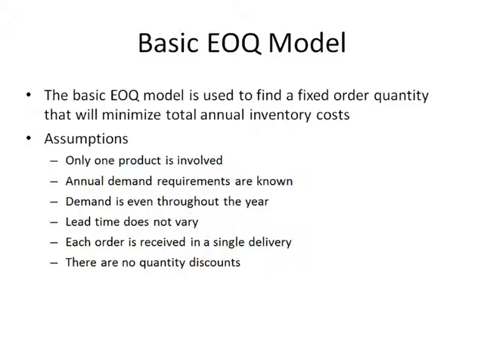The assumptions behind economic order quantity are: only one product is involved. The annual demand requirements are known, and we know that demand is even throughout the year. The lead time does not vary. We're certain about the lead time, and each order is received in a single delivery, no partial deliveries, and there are no quantity discounts.